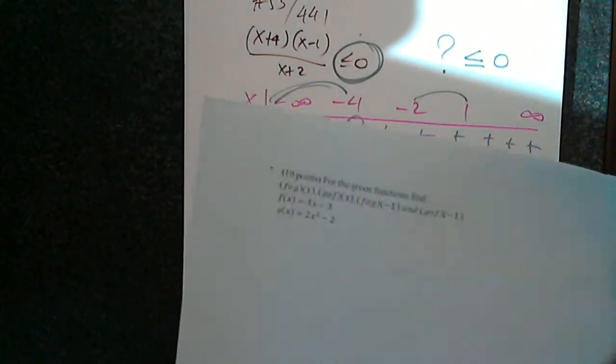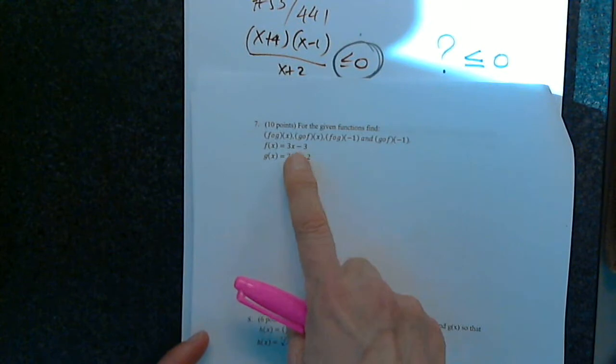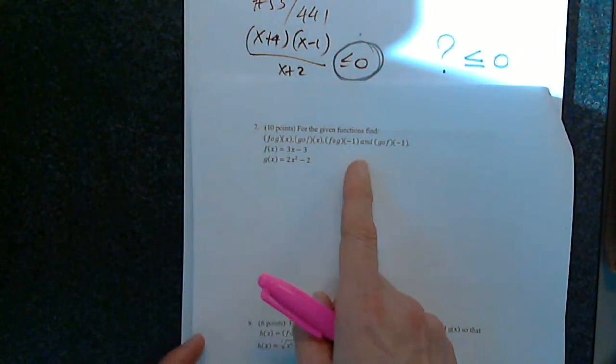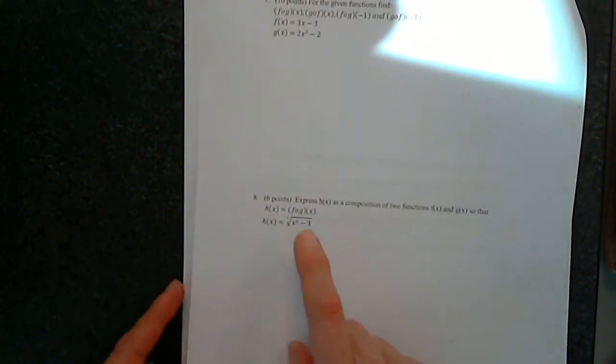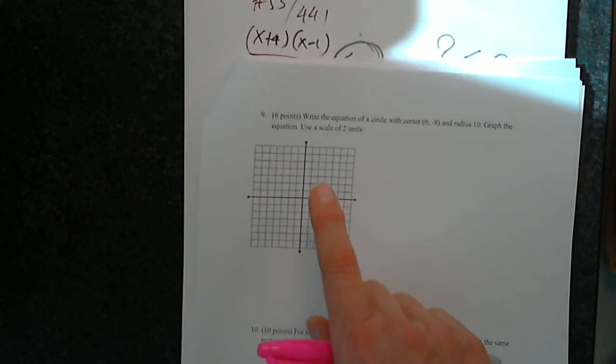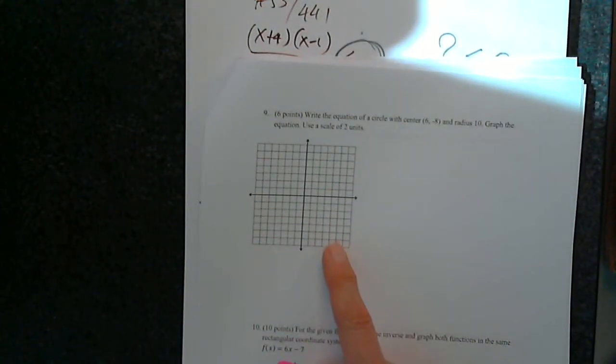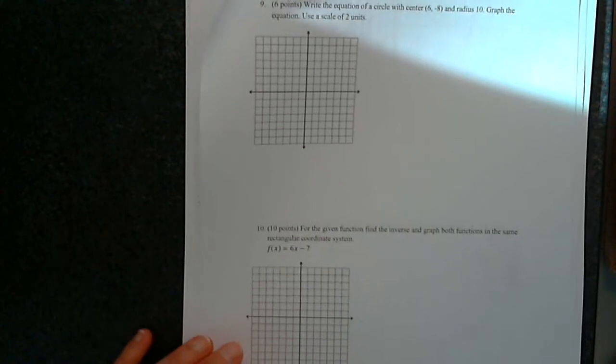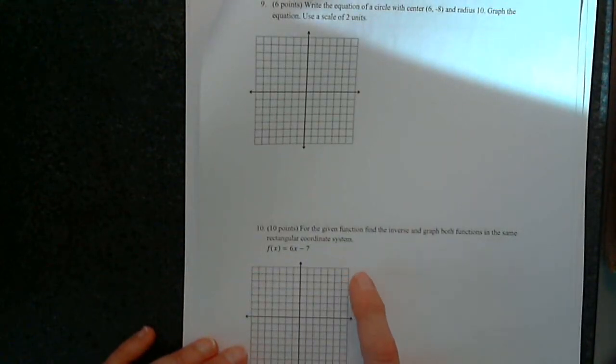Problem 7, to find some functions, no domain here, just some function composition. Problem 8, to decompose into inner and outer. Problem 9, to sketch the graph of a circle. Problem 10, to find the inverse and sketch both of them on the same coordinate.